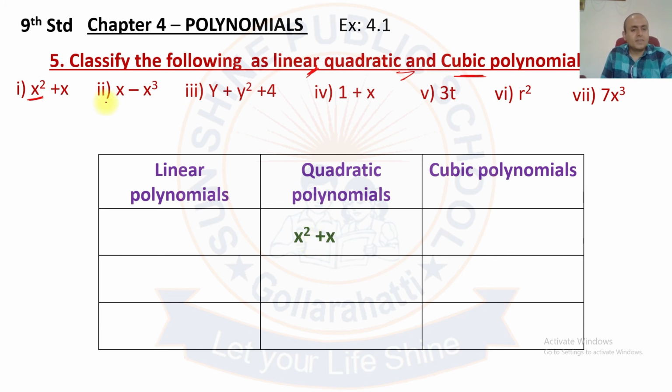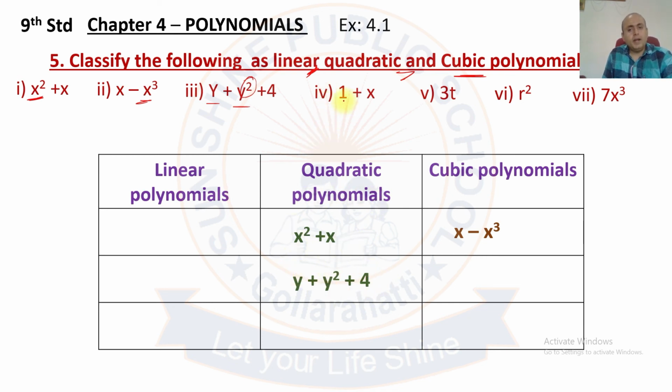Second question, x minus x to the power 3. Here we got the variable x and the highest power of the variable is 3. Therefore, we will call it a cubic polynomial. Next question is y plus y square plus 4. The variable y has the highest power 2. That is why it is classified under a quadratic polynomial.